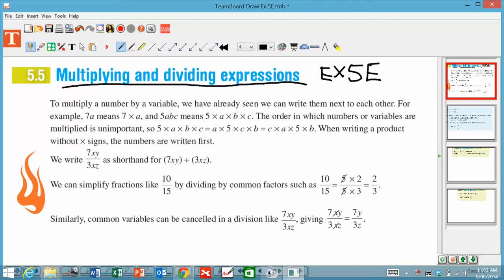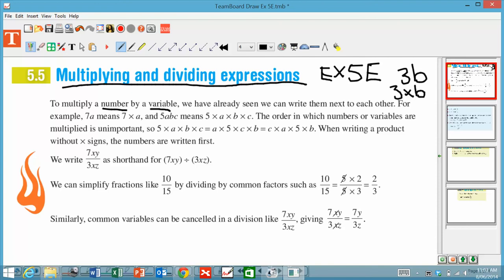To multiply a number by a variable, again our variables are our letters, our pronumerals. We have already seen we can write them next to each other without the multiplication sign. So 3b, for example, doesn't need a multiplication sign. For example, 7a means 7 times a, so this would be 3 times b, and we've gone through this stuff. And 5abc means 5 times a times b times c.